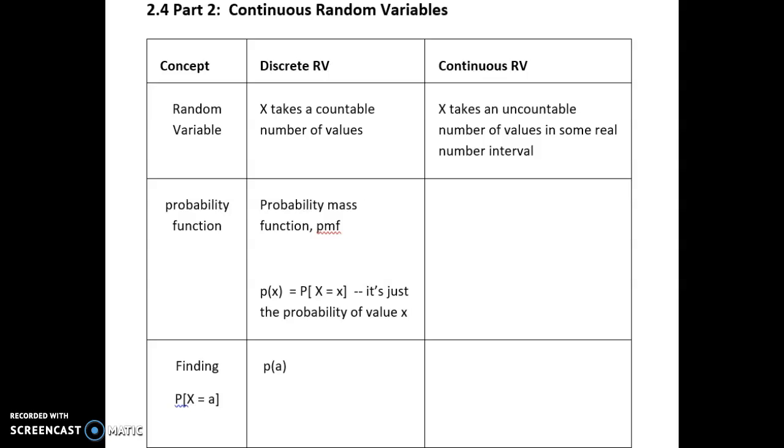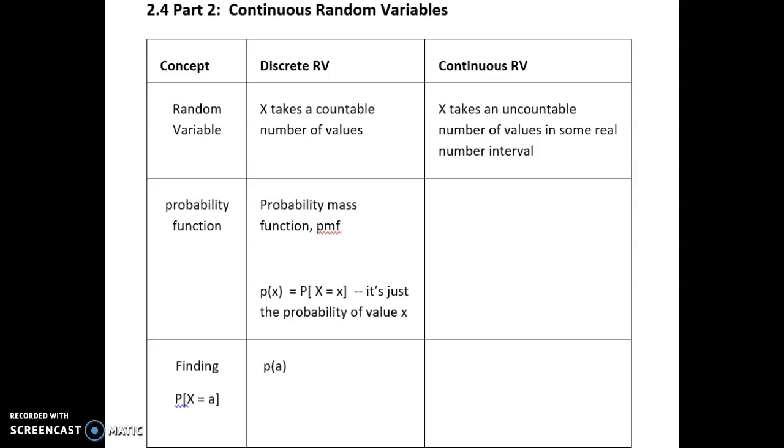Hello, section 2.4, part 2, continuous random variables. In 2.4 part 1 we did discrete random variables, and we talked about how to think about them. We're going to do continuous random variables now, and I'd like to build on the discrete random variable work because you probably understand that now, and then continuous random variables are a lot easier to understand. You have this table in your packet, so you should be filling that out. That serves as your notes for this section.